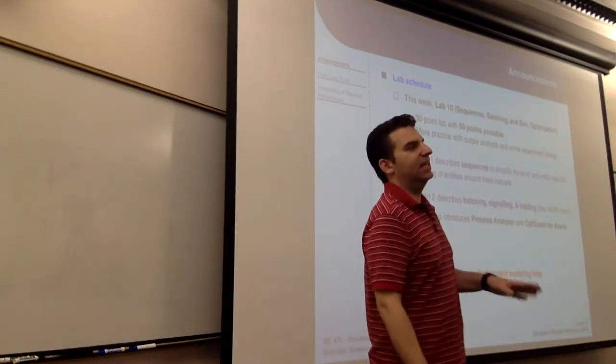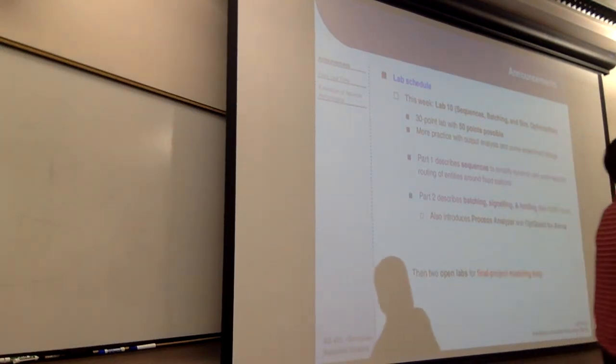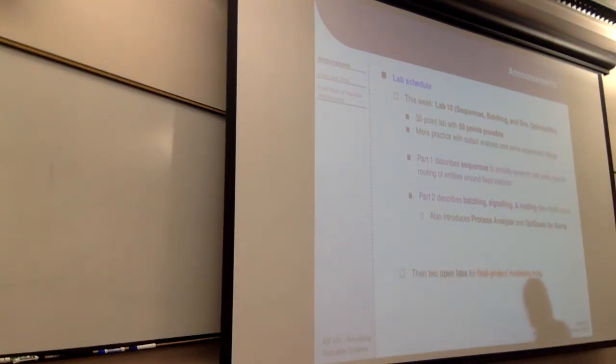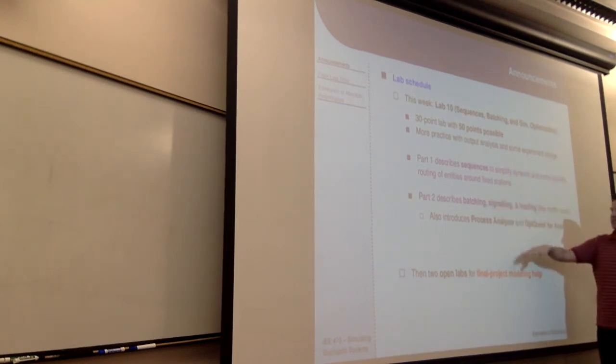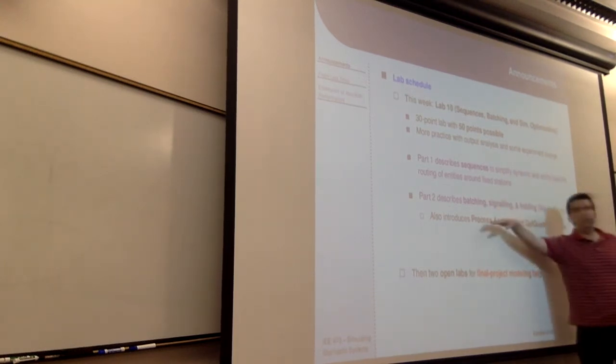But I would recommend at least looking at the process analyzer and OptQuest, because if you get a little familiar with process analyzer, it'll make homework J2 a little easier. And it may actually make your final project easier because it automates the running of your experiments. You don't have to manually change parameters and run things. It'll do all that for you. So even if you're not interested in the bonus, at least take a look at these things, because I think the process analyzer intro will be useful.